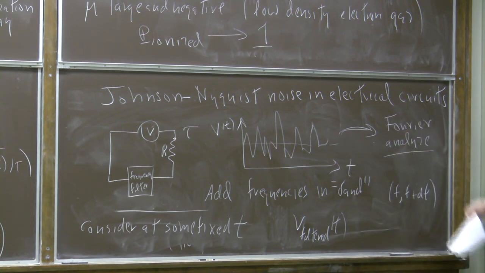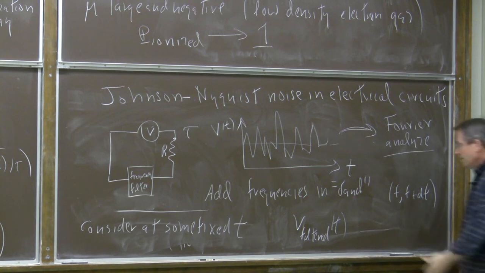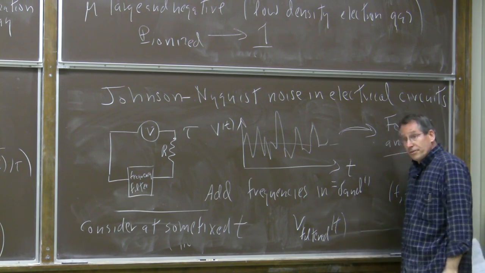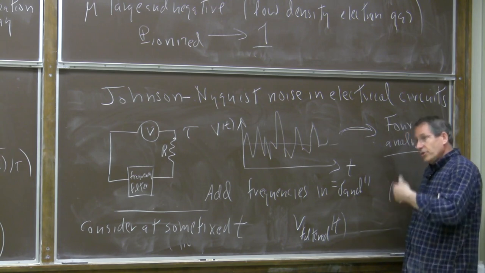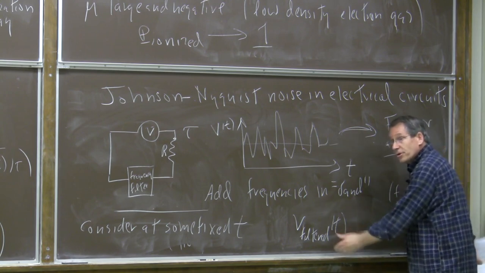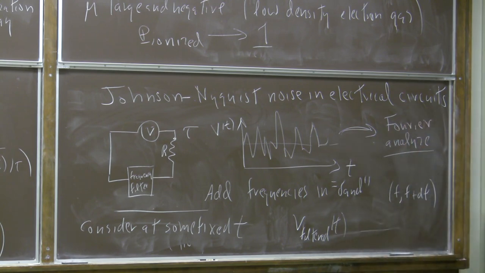We Fourier analyze it. We look at the contribution in a certain frequency band. We look at the corresponding voltage as a function of time just coming from that band. And at some particular time, we get this filtered value of the voltage. We do it many times. We get some probability distribution for this quantity. Okay?